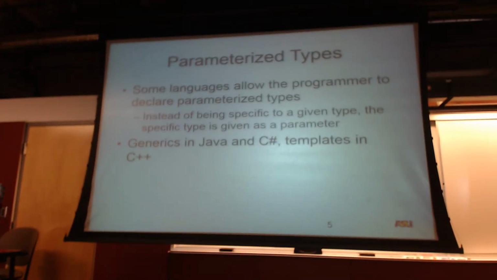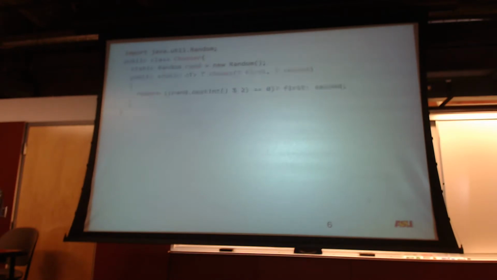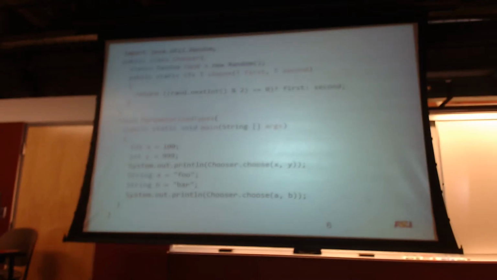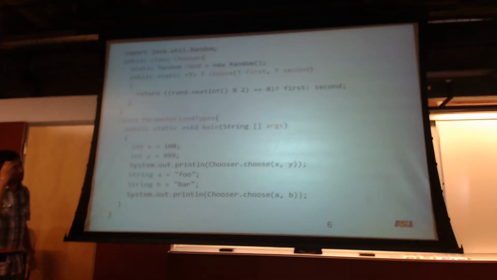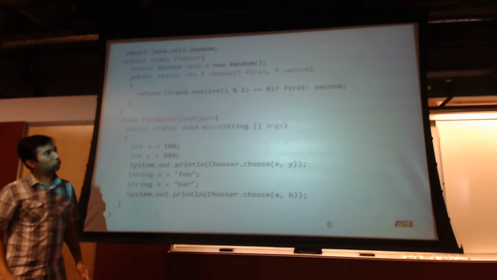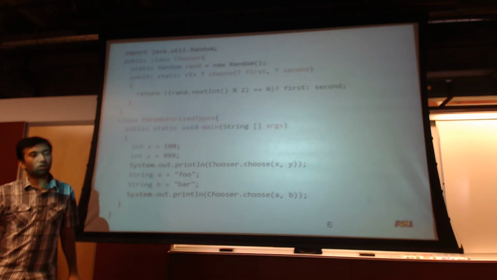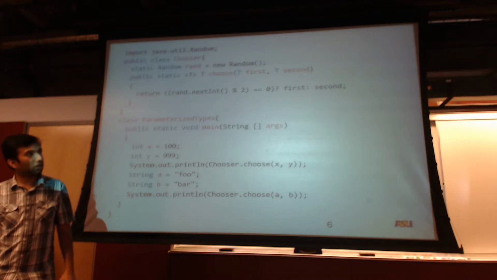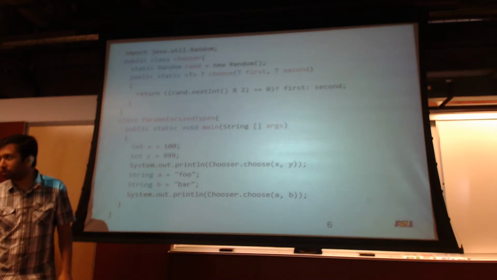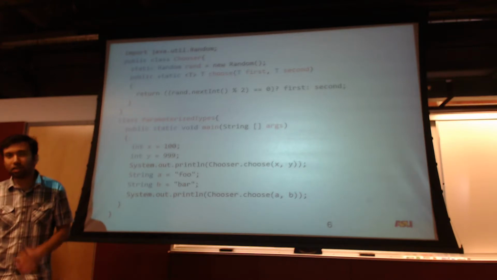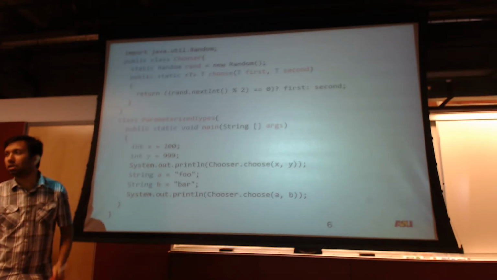So generics in Java, templates in C++, those are examples of parameterized types. So let's see an example here. This is Java code. There is a public class called Chooser, and inside the Chooser there is a function called choose. This function takes two items, first and second, and their types are not declared.